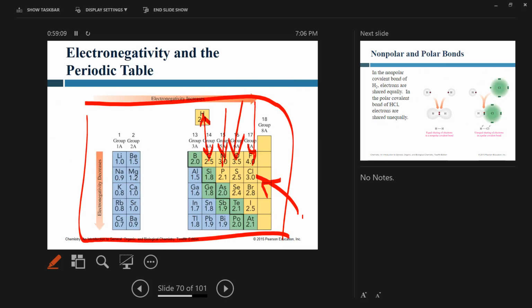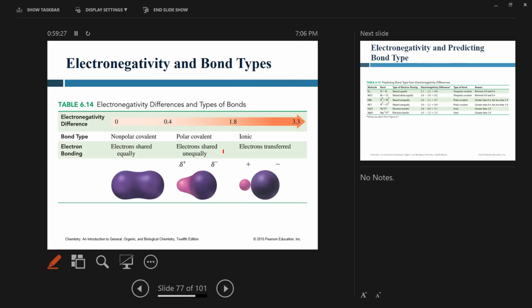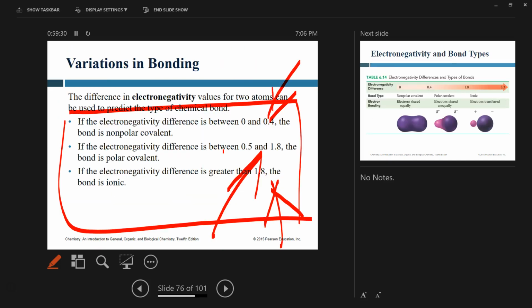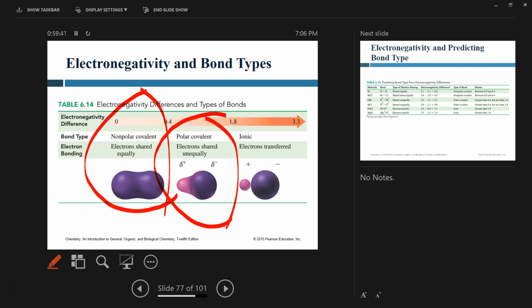So, what's the electronegativity of carbon? 2.5. Hydrogen? 2.1. What's the difference? 0.4. So the bond between carbon and hydrogen, according to this, is what? Non-polar covalent. Okay? So equal sharing. Polar covalent is non-equal sharing, forming a dipole. And in ionic, you have a separation of charges. Does that make sense?